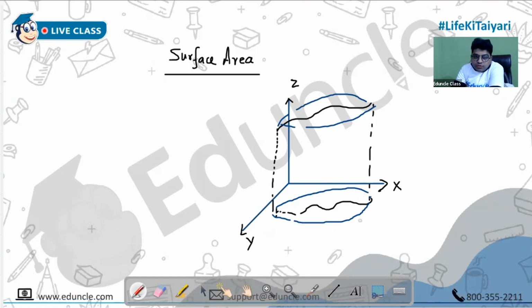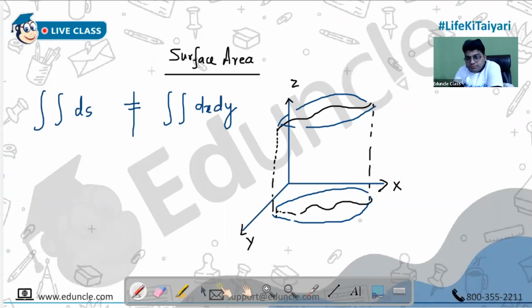You know, surface area is double integration of ds. Surface area of any surface is double integration of ds. This is not equal to double integration of dx dy. Okay, am I clear?